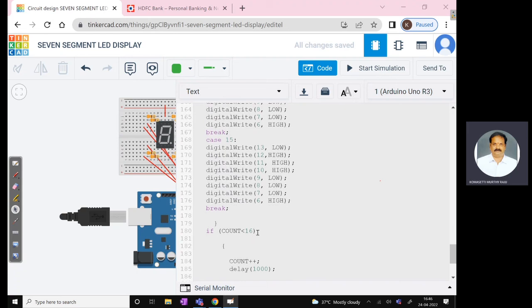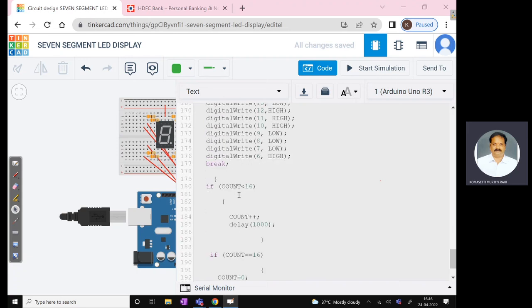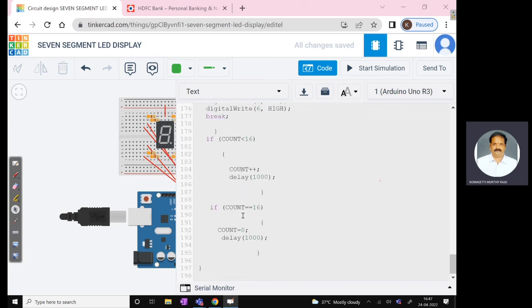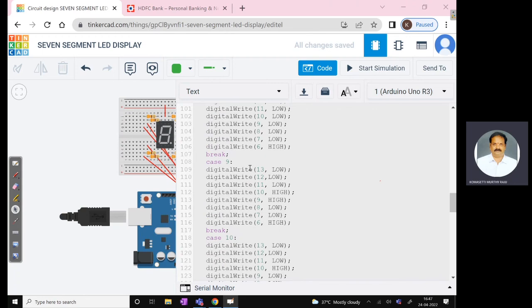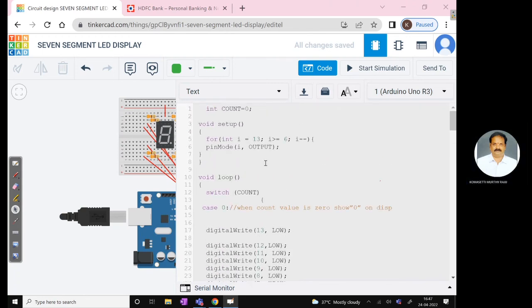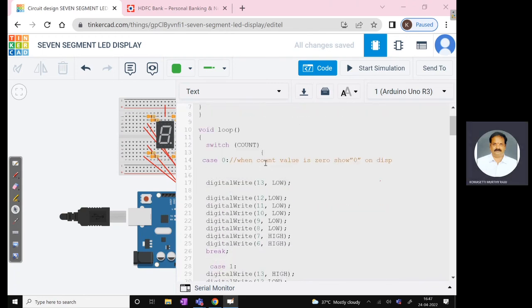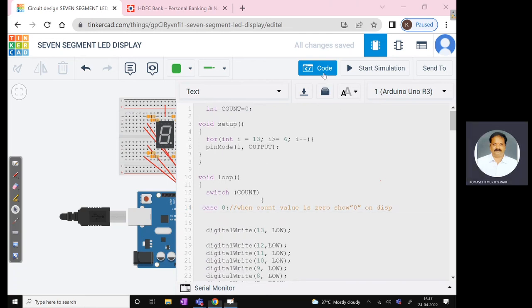If count is less than 16, meaning count value 0 to 15, initially 0, less than 16, the count value is incremented and there is a delay. And if count is equal to 16, that means count should be reset to 0, and these things are repeated. This is the sketch explanation related to the 7 segment display.